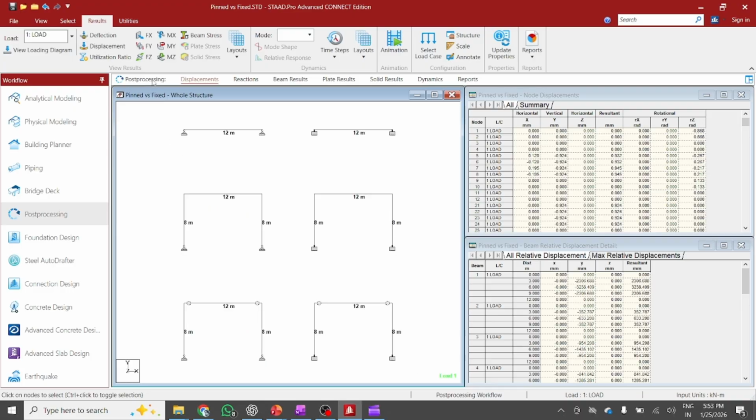Let us compare the bending moment diagram. You can see in the first frames the bending moment diagram was distributed, as the connection between column and beam is a rigid connection. But now in the second example, I have assigned releases, and because of these releases, the bending moment diagram is not distributed to the column. That is why you cannot see any bending moment in the column.